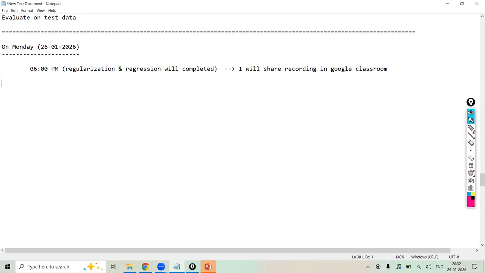All the 3 batches, that is the morning 7:30 a.m. batch, the 6 p.m. batch, and also the 7:30 p.m. batch, all 3 batch students, instead of our regular class, we have the ML class at 6 p.m. Regression will take an additional 2 hours, 6 to 8 or 8:30. Done, with the same link.